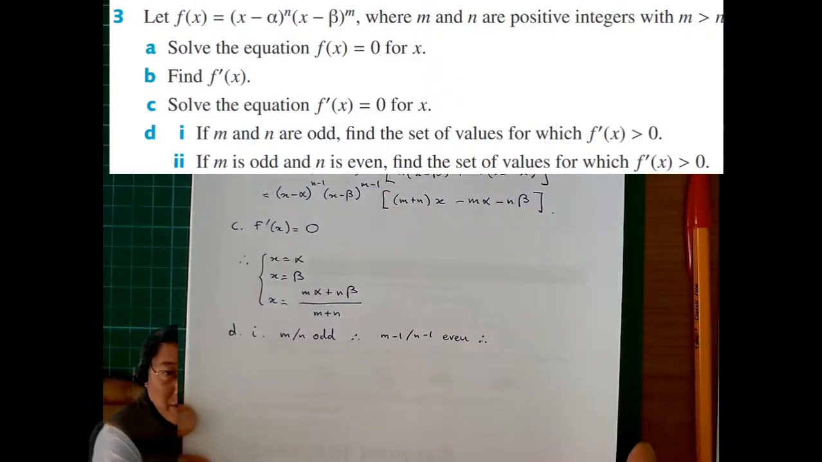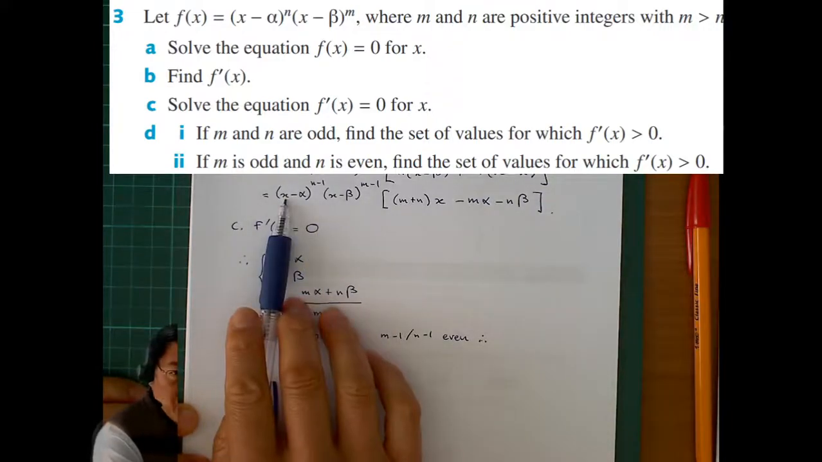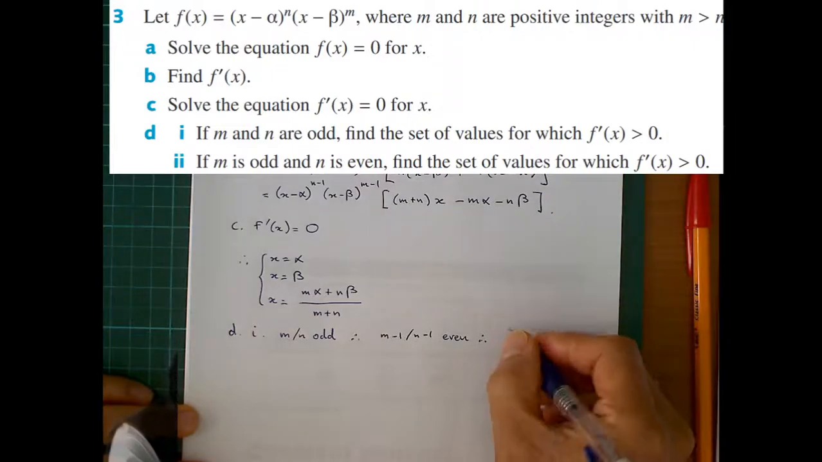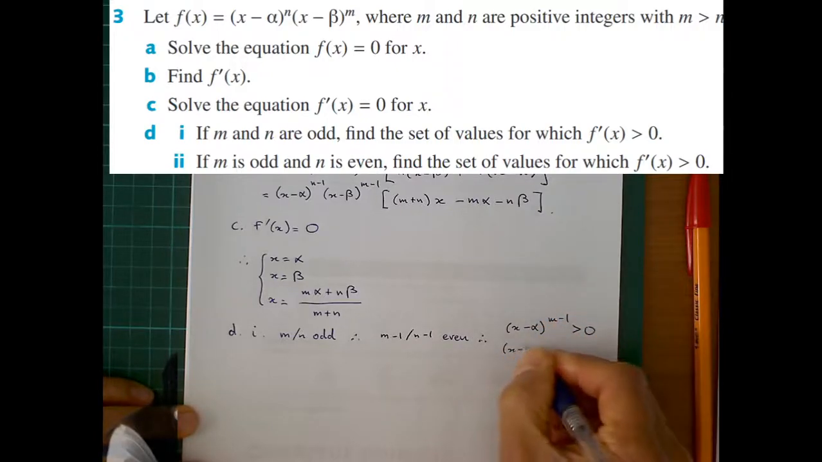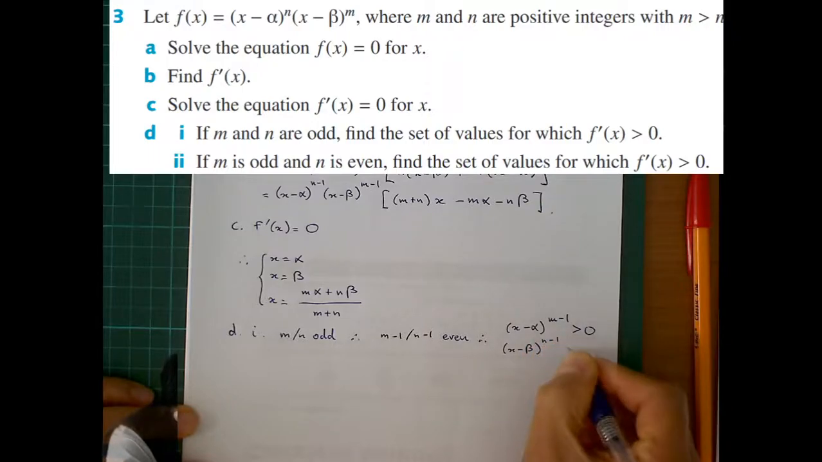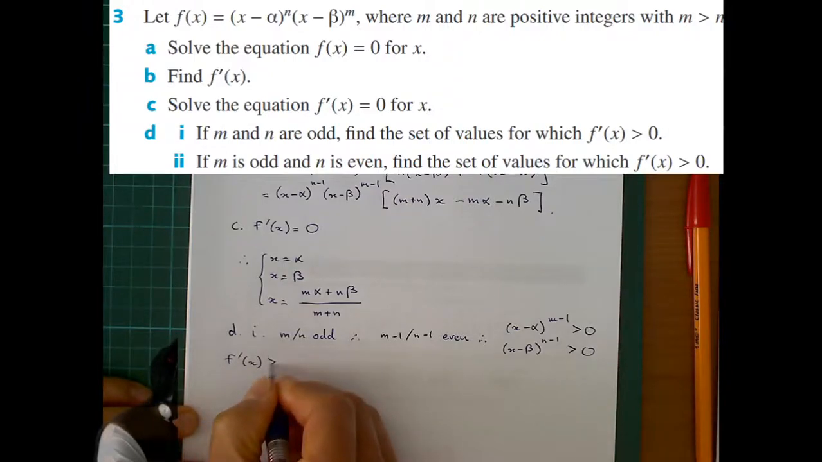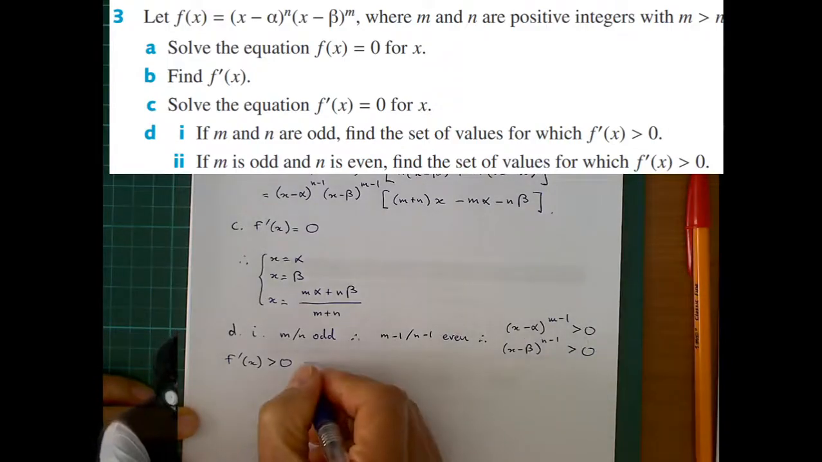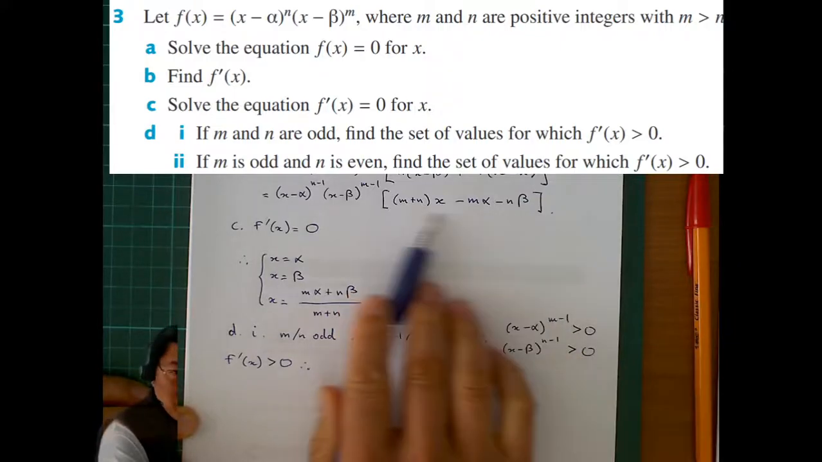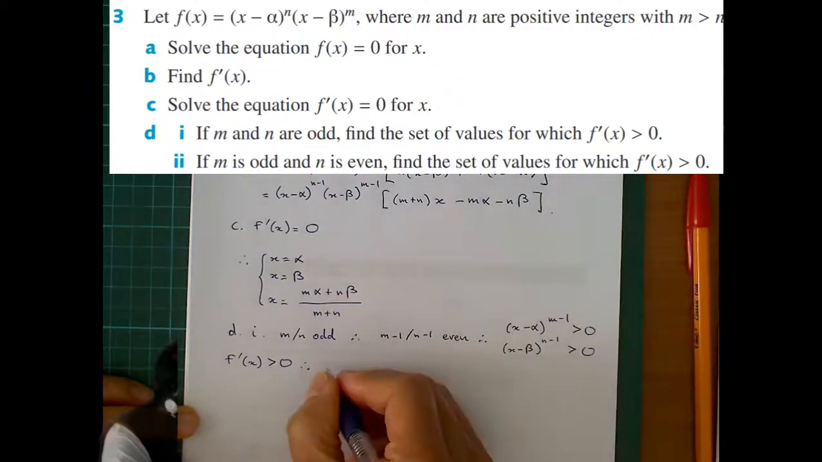So for the derivative here, if those two powers are even, what it means is the first two factors have to be positive. So x minus alpha to the power of m minus 1 is positive. It's going to be the same as x minus beta to the power of n minus 1 is positive. So the sign of the derivative to be positive will be independent of those positive factors. It will only depend on the last factor, which is this one. So that factor has to be greater than 0.